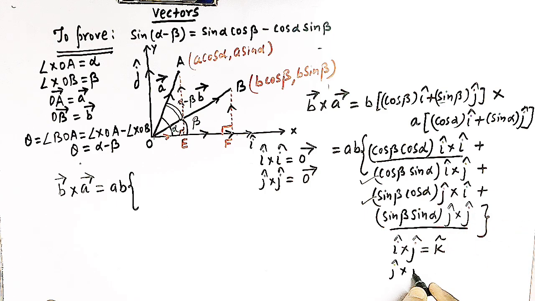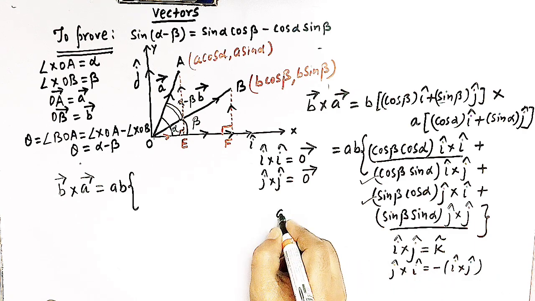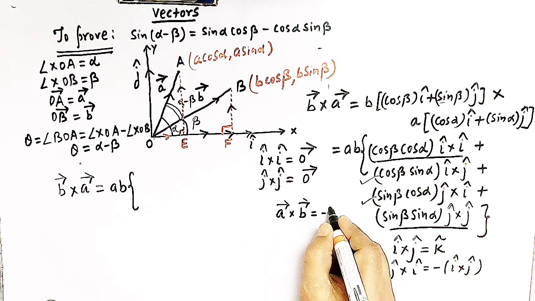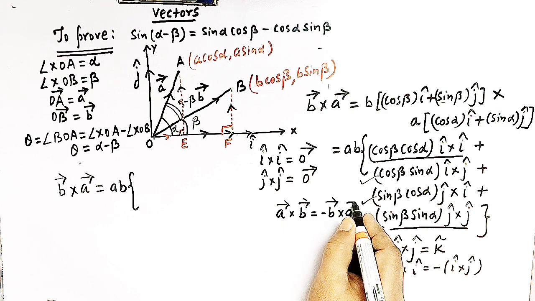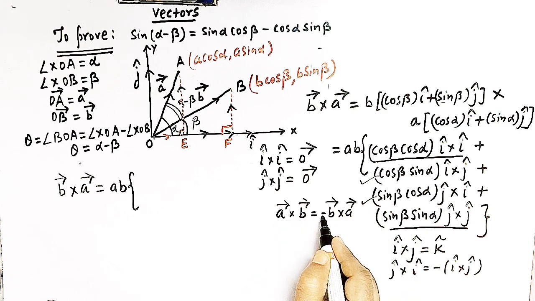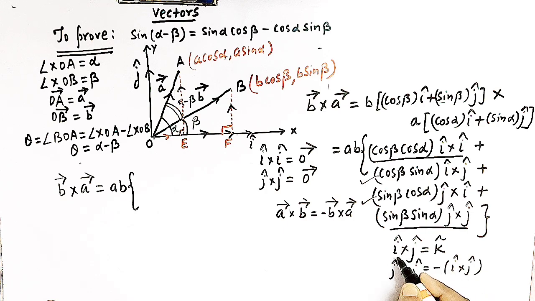So j cross i can also be written as minus i cross j, because we know that a cross b is equal to minus b cross a. So if we interchange the vectors, we have a negative sign over here. So we have j cross i is equal to negative of i cross j, and i cross j is vector k. So here we have minus k cap.